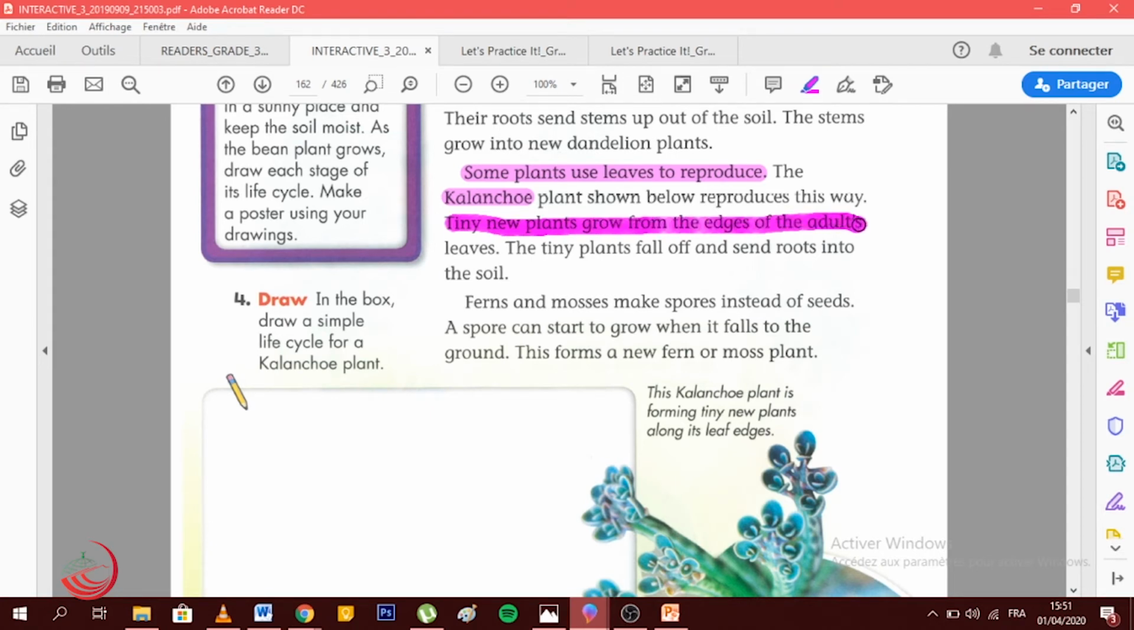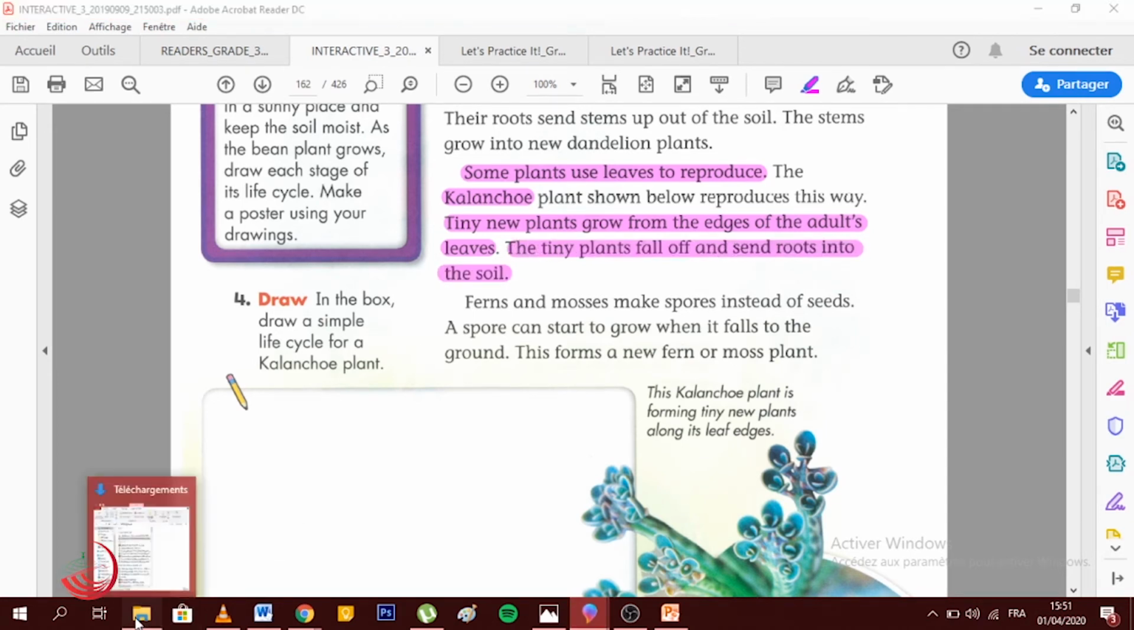So some tiny plants grow from the leaves, like the adult or the fully grown leaves. The tiny plants fall off and send roots into the soil, and these new tiny plants fall on the ground and they start growing on the soil. That's pretty interesting as well.